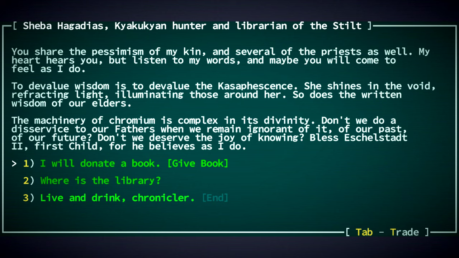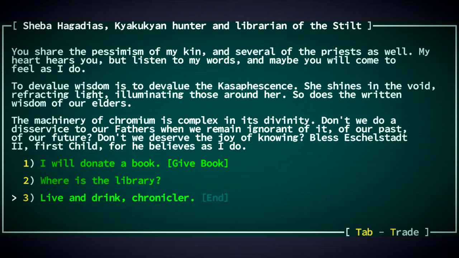To devalue wisdom is to devalue the cassefescence. She shines in the void, refracting light, illuminating those around her. So does the written wisdom of our elders. The machinery of Chromium is complex in its divinity. Don't we do a disservice to our fathers when we remain ignorant of it, of our past, of our future? Don't we deserve the joy of knowing? Bless Eschelstadt the second, first child, for he believes as I do.